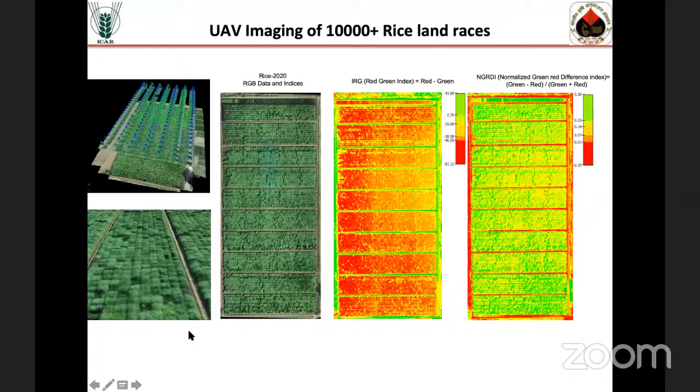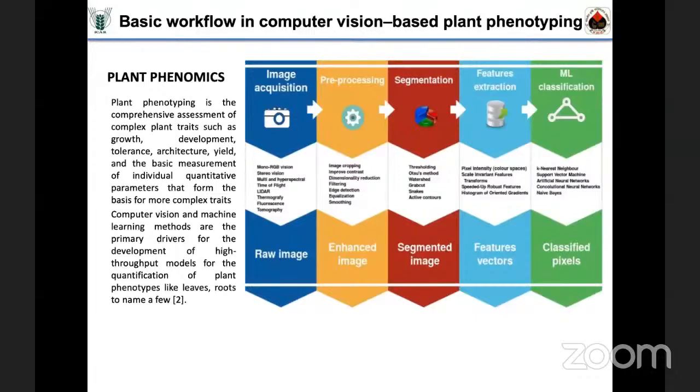If you click on that, you will feel as if you are running in the field itself and able to see the plant, how it is with respect to height and canopy distribution. We can see what all the simulation is doing through pre-processing and all those things. Whatever image we capture in the phenomics facility, here you can see all those machine learning programs we are trying to use: image acquisition, pre-processing, segmentation, feature extraction, and machine learning classification.